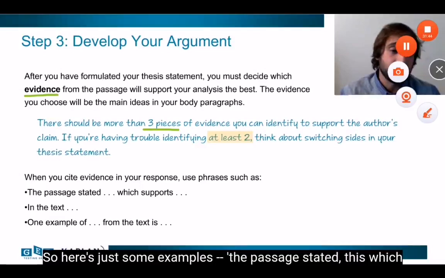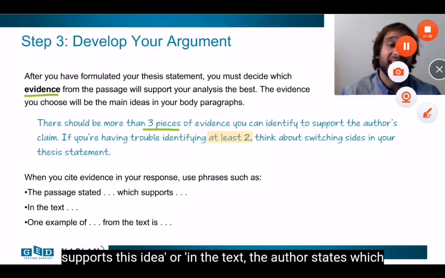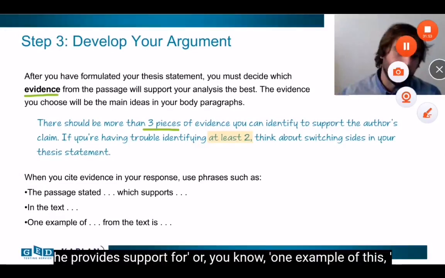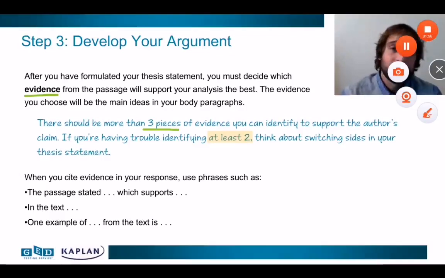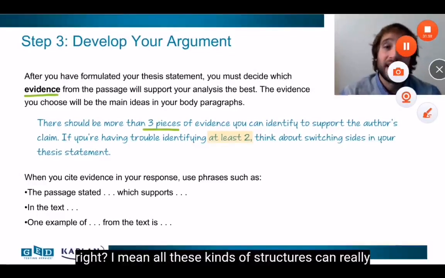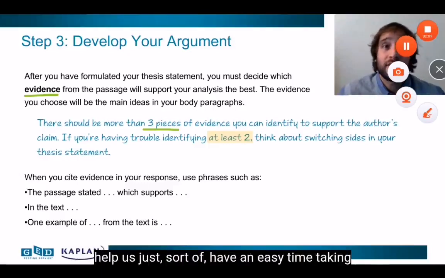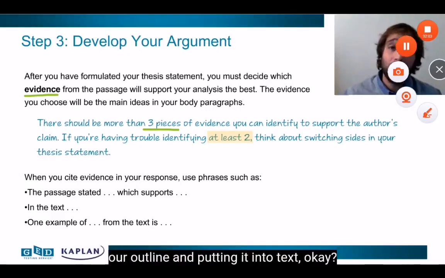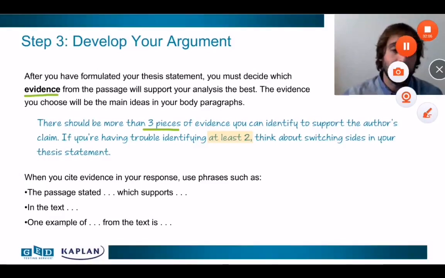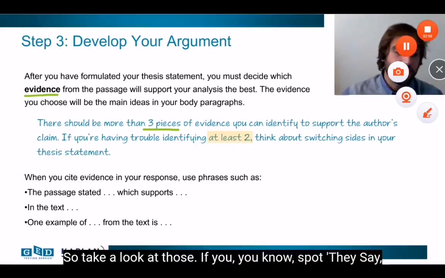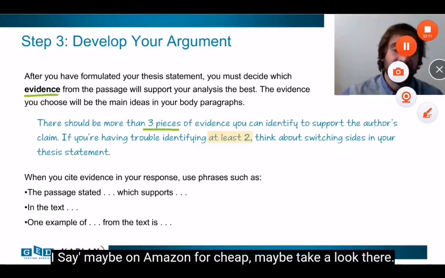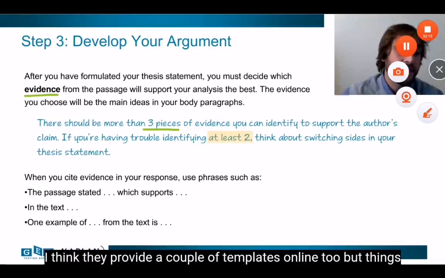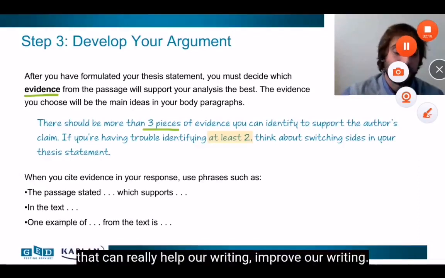So here's just some examples. The passage stated this, which supports this idea, or in the text, the author states, which it provides support for, or one example of this, right? I mean, all these kinds of structures can really help us just sort of have an easy time taking our outline and putting it into text. Okay, so take a look at those. If you spot They Say, I Say, maybe on Amazon for cheap, maybe take a look there. I think they provide a couple templates online too, but things that can really help our writing, improve our writing.